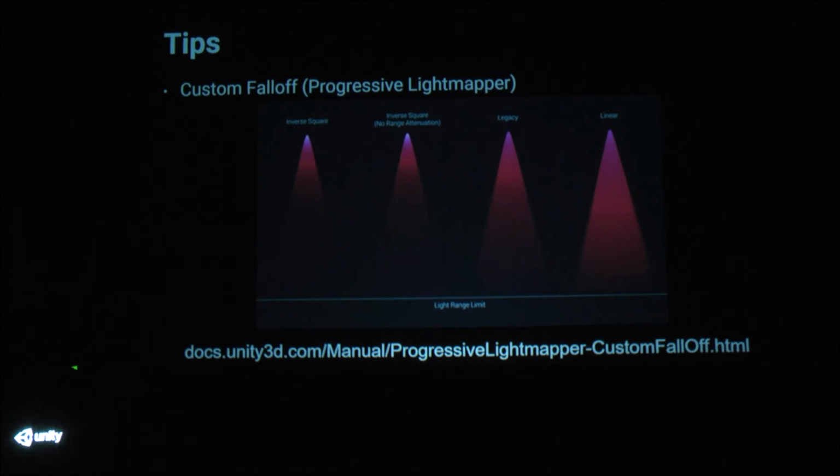And we've introduced custom fall-off for the progressive Lightmapper. The default behavior is using a linear fall-off, which is not very accurate, but you can use a custom one, for example, an inverse square fall-off, which will result in much more realistic lighting. You can read more about it in this link here in the manual.